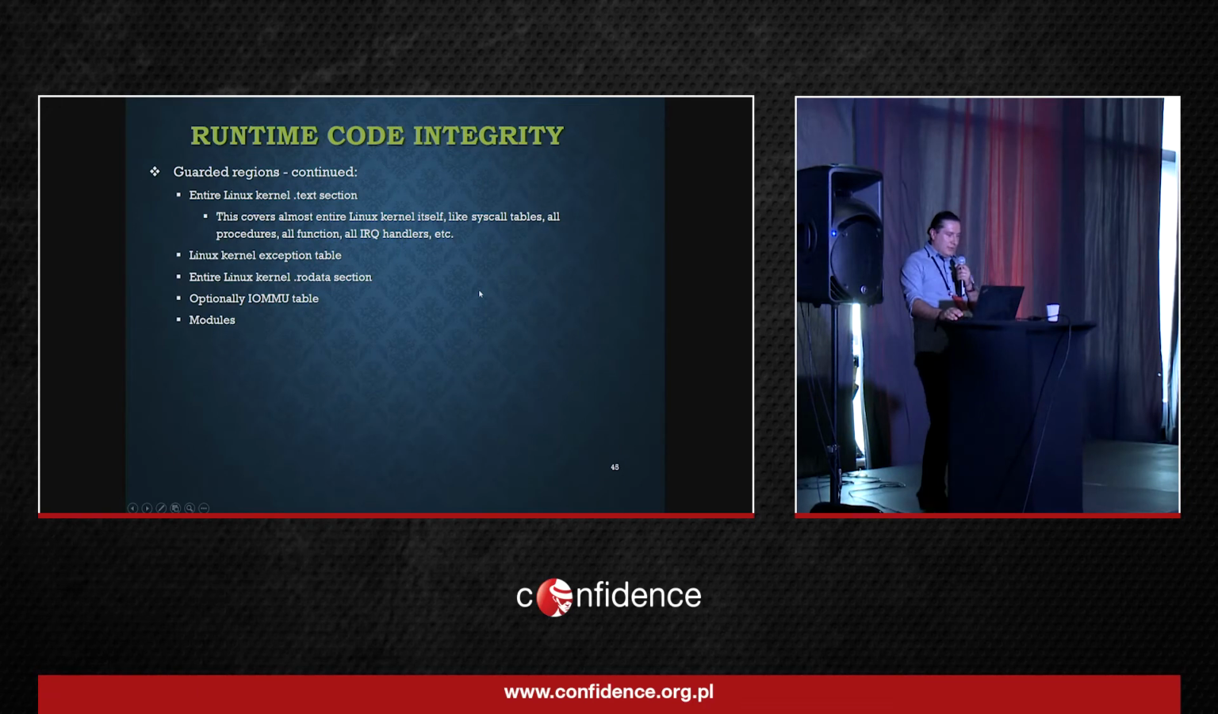Also, another region guarded by LKRG is the entire Linux kernel text section, which will cover almost the entire kernel itself, like syscall tables, all of the procedures, all of the functions, all of the interrupt handlers. Also, the Linux kernel has an exception table, which not many people know, and it's also being protected by the code integrity feature. Also, there is a read-only data section in the kernel, which is also protected. And optionally, it might protect the IOMMU table.